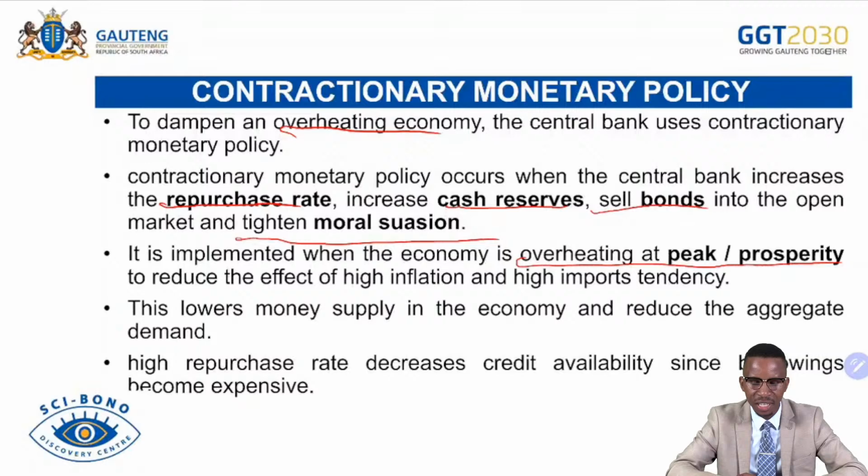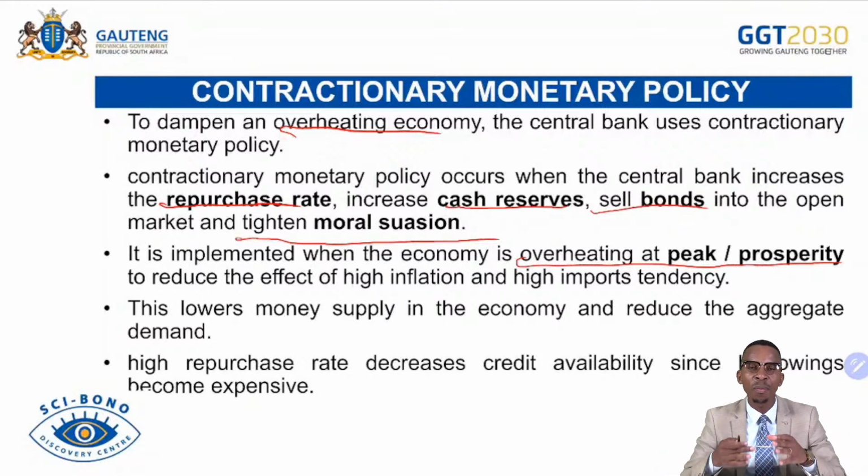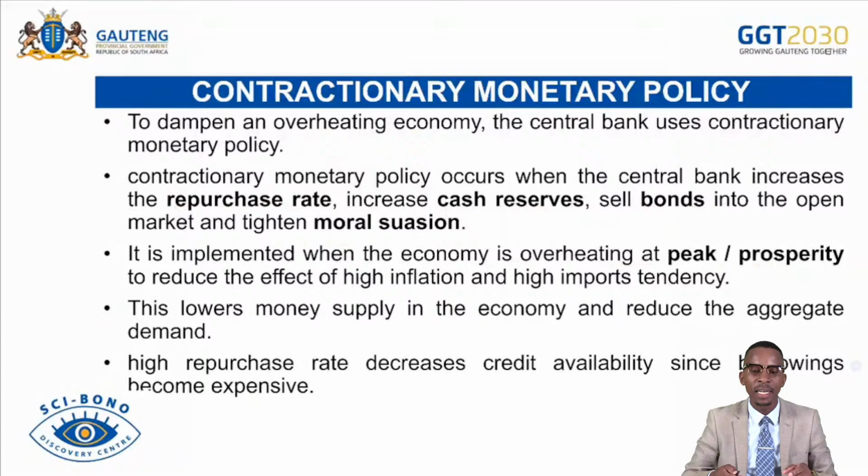A high repurchase rate decreases credit availability since borrowing becomes expensive. Like I mentioned, if ever there's a high repo rate, that means other interest rates will be affected also. They will also be increased by commercial banks, which will lead to clients of commercial banks not borrowing more money because loans will be expensive. That will reduce the money supply in circulation and lead to less aggregate demand.